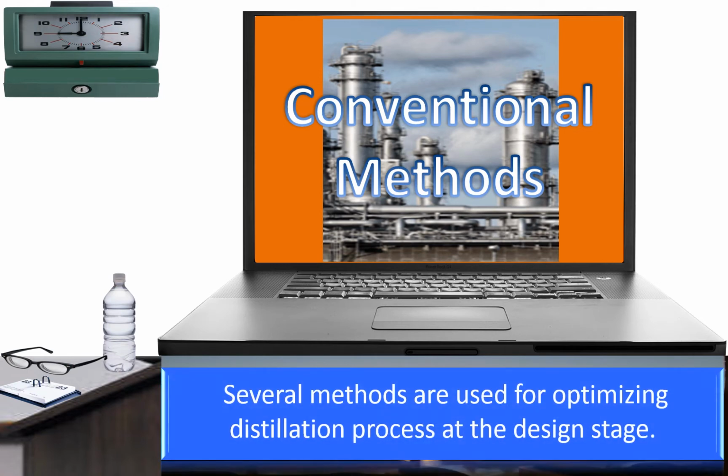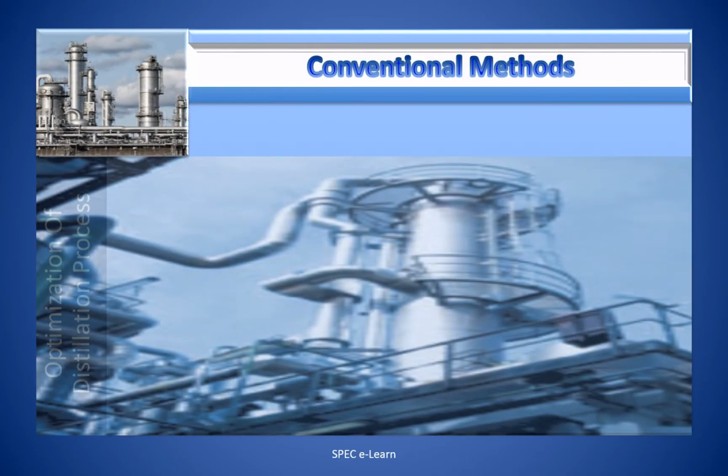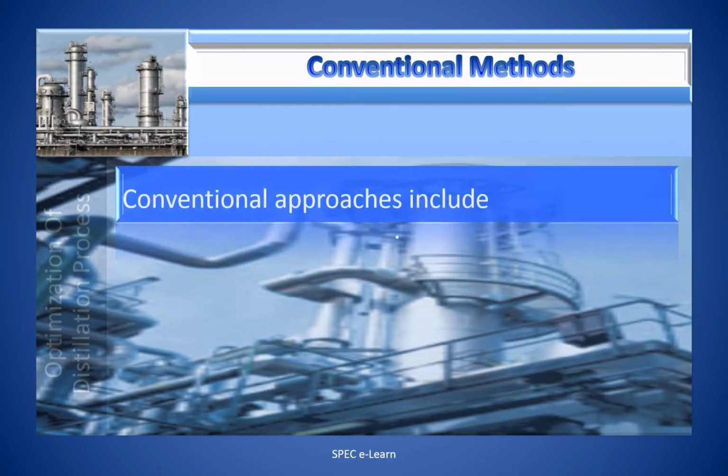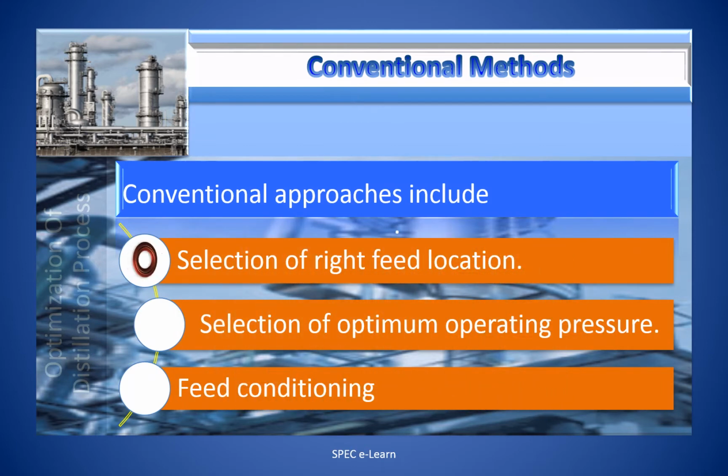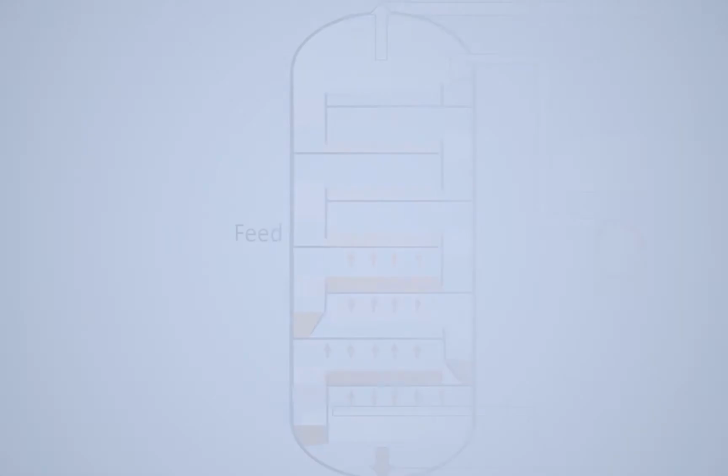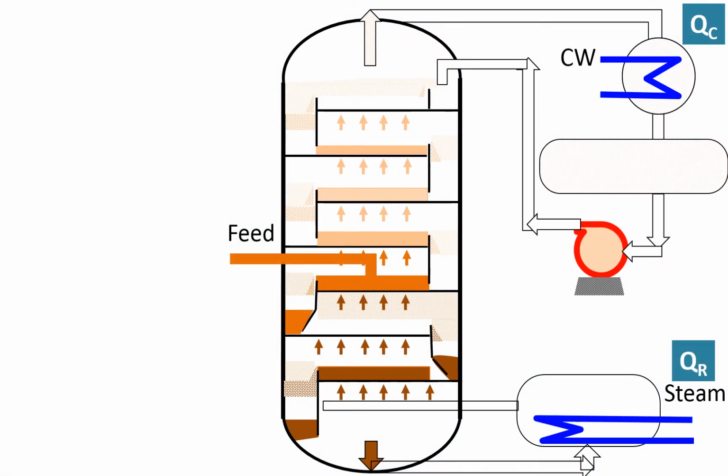Conventional methods at design stage. Several methods are used for optimizing distillation process at the design stage. These approaches include selection of right feed location, selection of optimum operating pressure, and feed conditioning. Take a look at this picture.